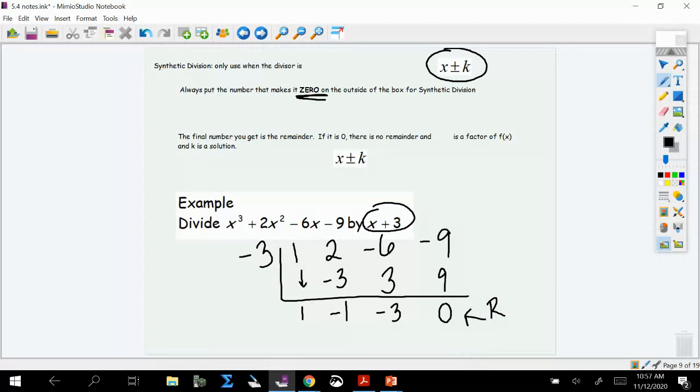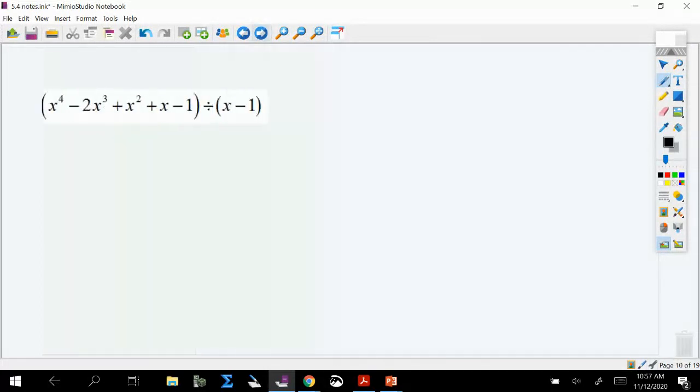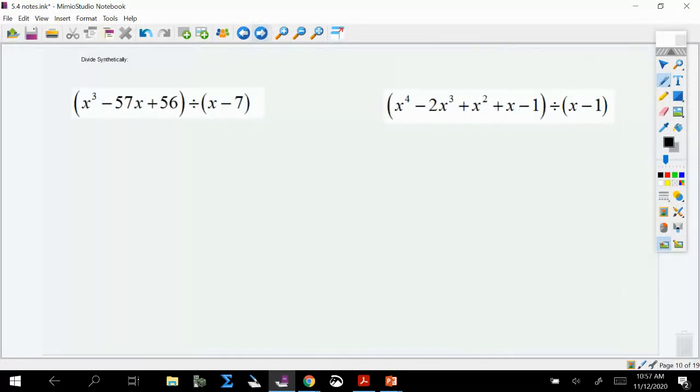My answer, so this is my constant, this is my x squared. So my answer is 1x squared minus 1x minus 3. No remainder whatsoever. That means that this is a factor of the original polynomial. So it is a factor of this because it divided evenly with no remainder. Let me show you a couple more.